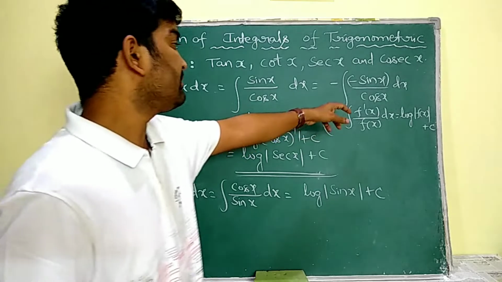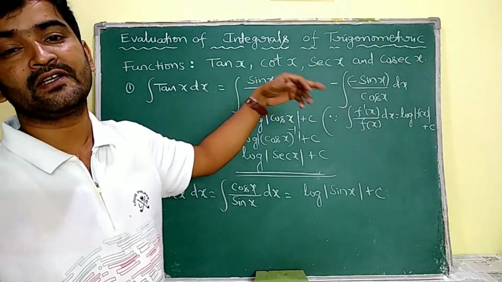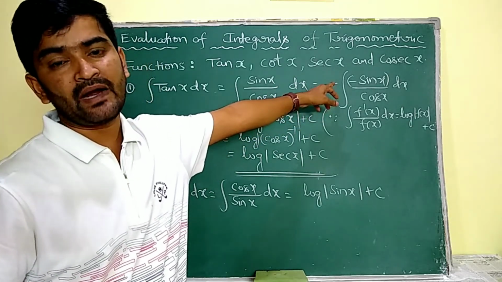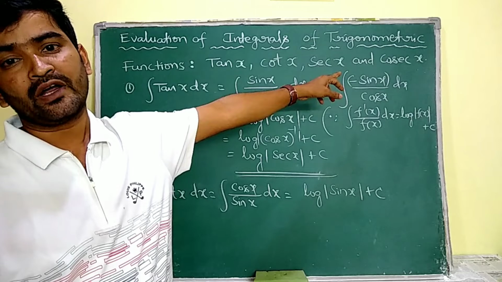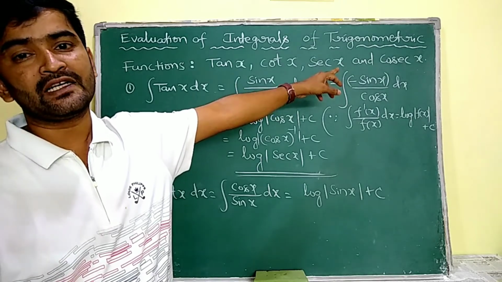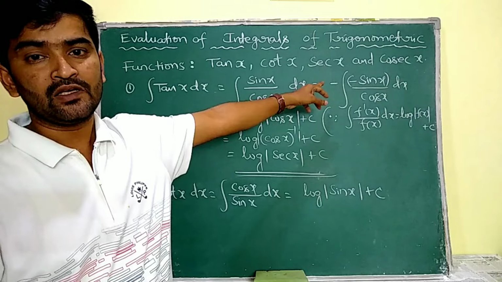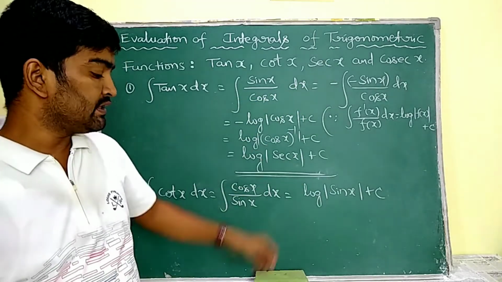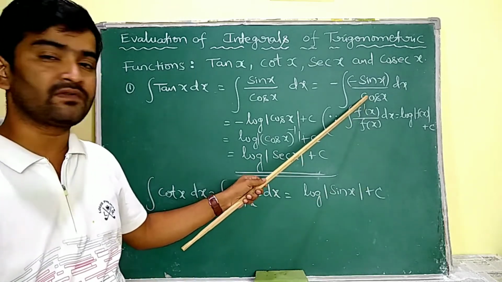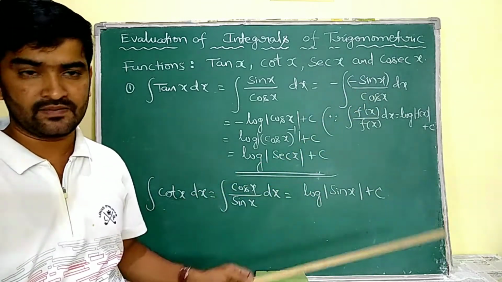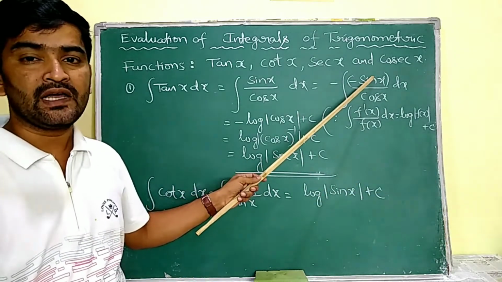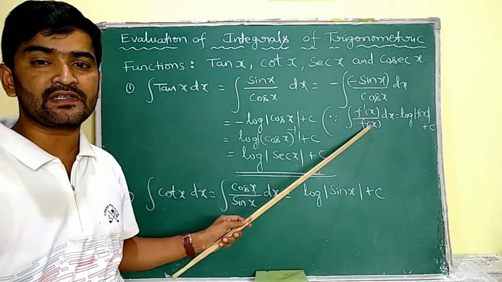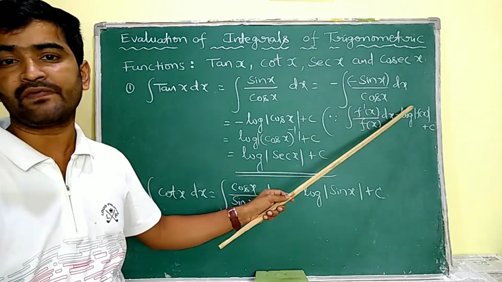Now see, here the denominator is cos x. Cos x derivative is minus sin x, we know. So that is why I just arranged minus in the numerator. Its value is going to be changed now, that is why I am going to write minus outside. So minus of minus becomes plus, so there is no change in the value. Here we just arranged the derivative of cos x in the numerator, that is minus sin x. Now this becomes a theorem or formula: integral f dash of x by f of x dx, we know its value as log of f of x.